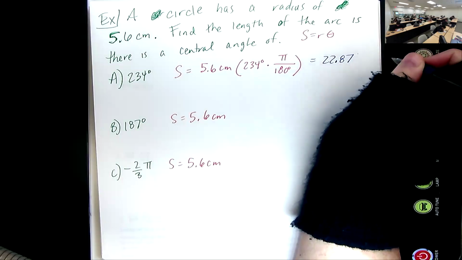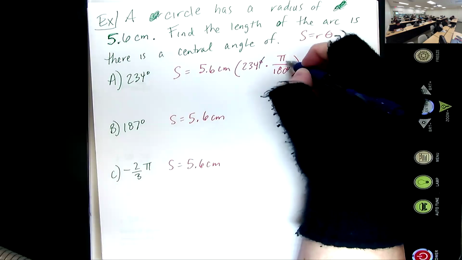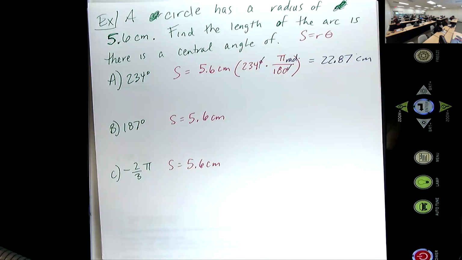22.87. What are the units? Centimeters. The degrees went away, these were radians, but radians don't have any units, the only units we had left were centimeters. Actually, in this one, as long as we're not using the sine, cosine, or tangent function, or an inverse trig function, it doesn't matter if you're using degrees or radians on your calculator.